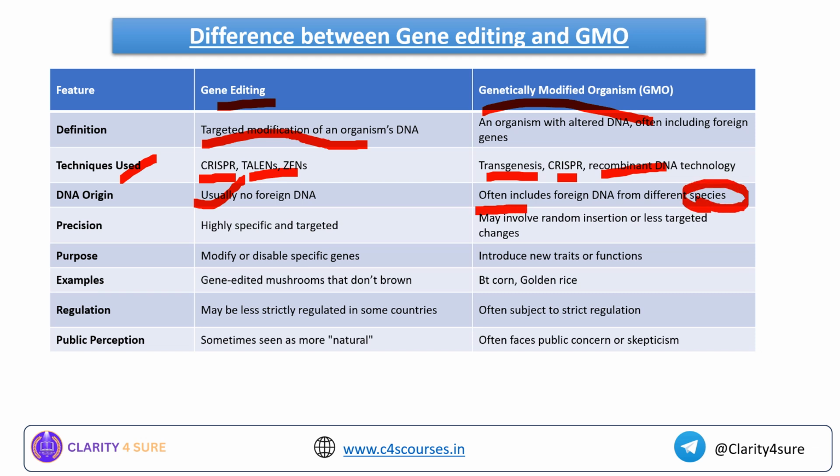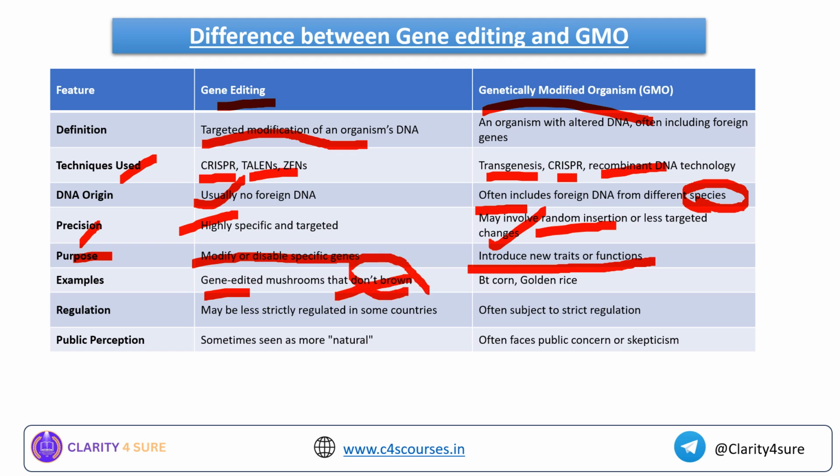This is a very important point which you have to note down. Precision: gene editing is highly specific and targeted. GMO may involve random insertion or less targeted changes. And what is the purpose? In gene editing it is to modify or disable a specific gene in a particular plant. In GMO it is to introduce a new trait. See, the main difference is that in gene editing we just modify or disable a specific gene that is already present in an organism. For example, we are talking about rice. Here in GMO we include a new trait into that particular organism which is not at all present inherently. Okay, an example of gene editing: mushrooms that don't brown.